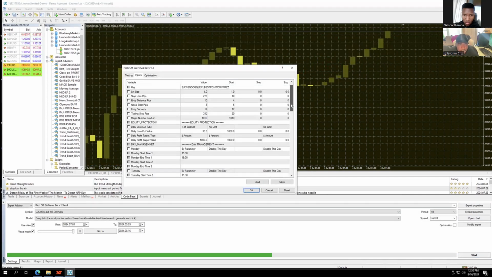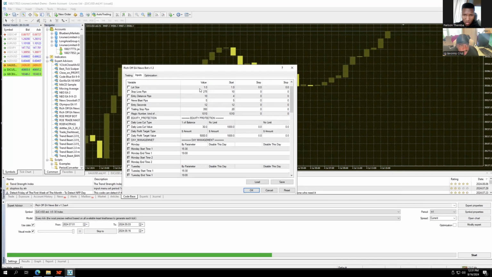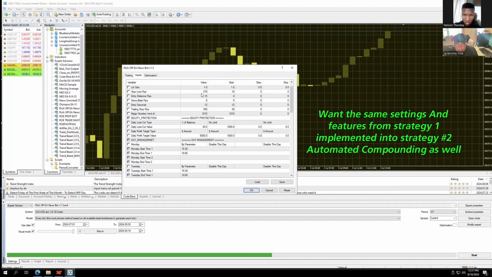Stop loss in pips, lot size, entry distance in pips. Right here you see so many entries because it's taking an entry every 10 pips, or 1 point, on US30. News blasting pips: I believe that's once the news hits, or New York stock open or stock market open hits, how many pips in that direction does it move before it triggers? And after that, once it moves that direction, how many seconds does it take to enter?